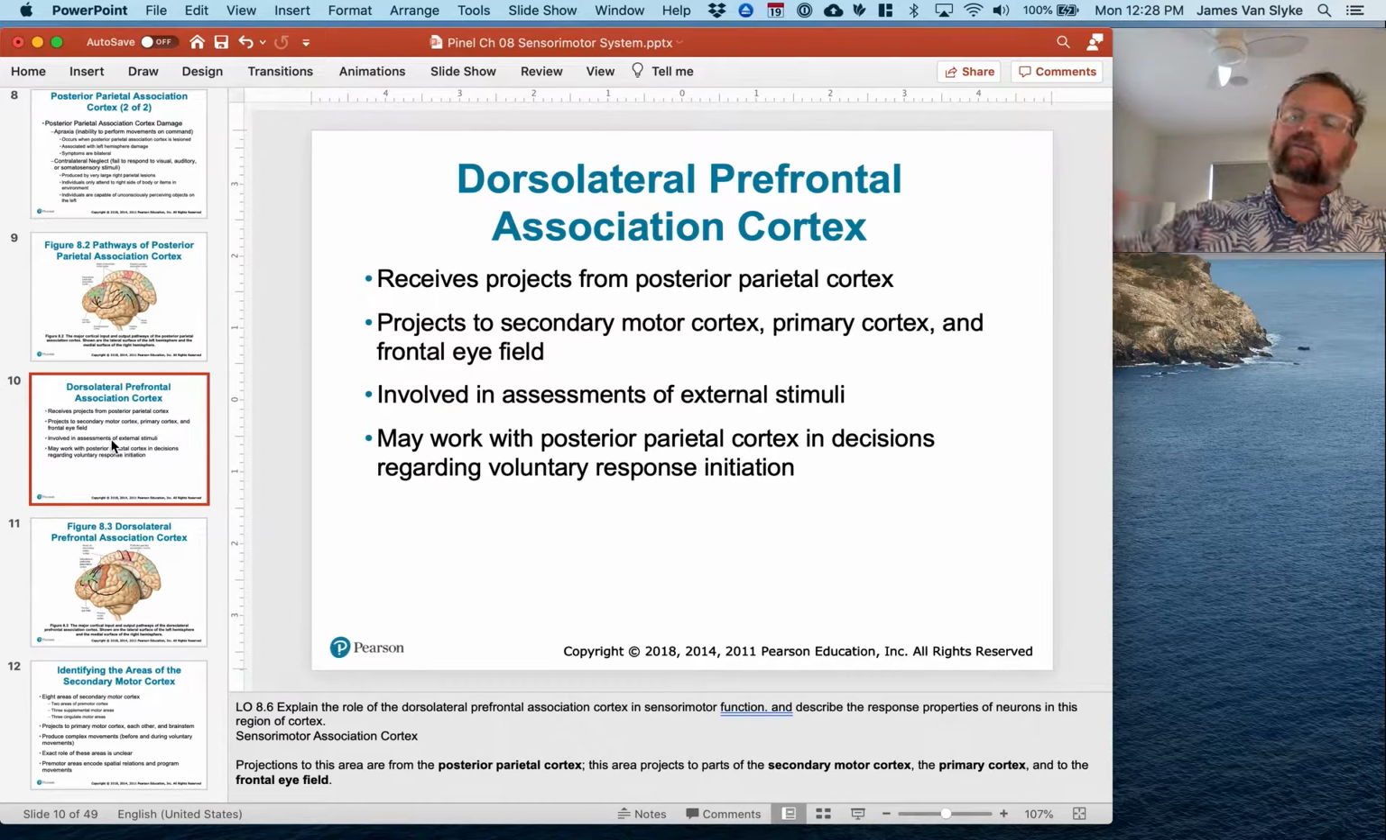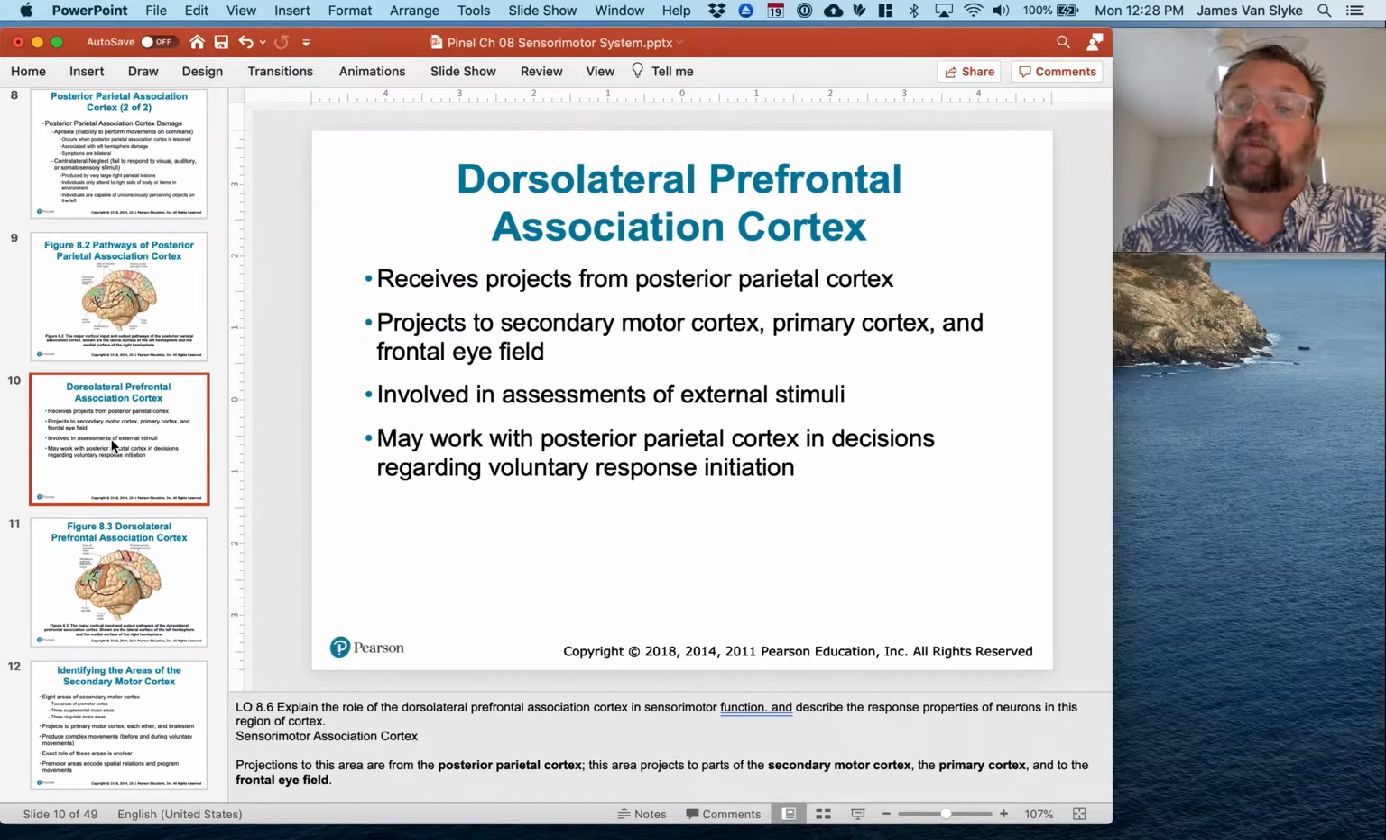So we're taking in information from the posterior parietal cortex. We're gaining more information from the frontal lobe, and primarily from the dorsolateral prefrontal cortex, and then we're sending that to our motor systems to begin to execute different types of motor actions. So this area is involved in assessments of external stimuli. So we're assessing what we're seeing out there. We're assessing what we want to do with what's happening within our environment.